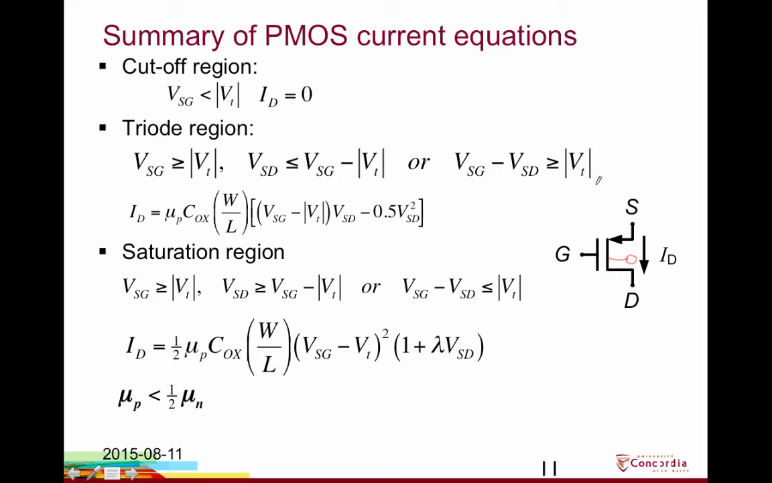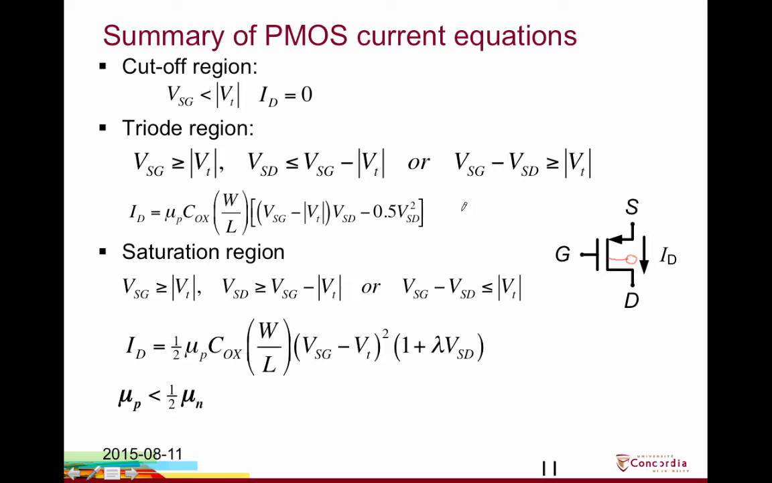So we can use the exact same form of equation for the PMOS as we had for the NMOS if we make two modifications. The first modification is to put absolute value bars around the threshold voltage, because the threshold voltage for a PMOS transistor is going to be a negative value for a typical enhancement mode PMOS transistor. The second change is to invert the polarities of these voltages. For the NMOS current equations, we had VDS and VGS. For the PMOS, we're going to have VSG and VSD. And if we do that, we have equations in the same form. There are no extra minus signs kicking around.